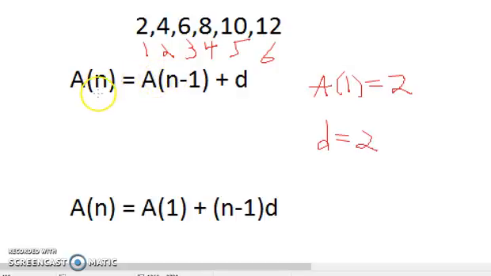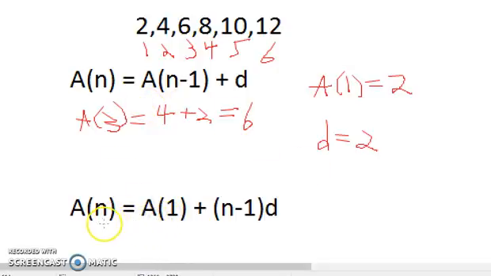So what this is saying, if we want to find the third term, so A3, that's going to be 3 minus 1, so that's A2, which is 4, plus 2, which is the common difference, equals 6. Okay, so nothing real complex here.